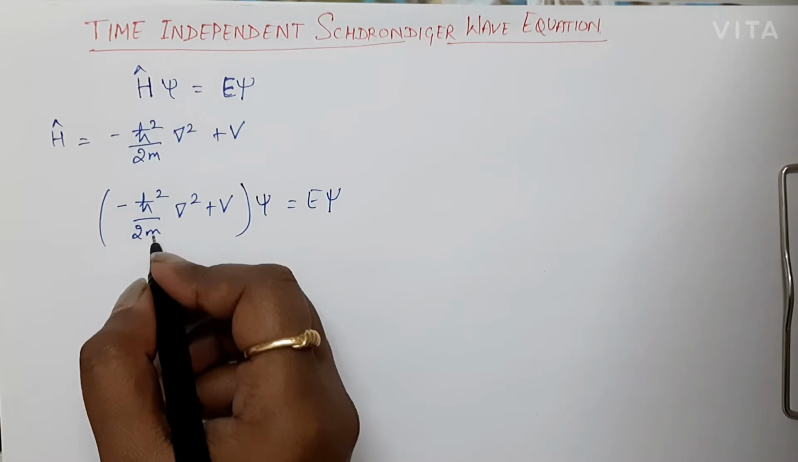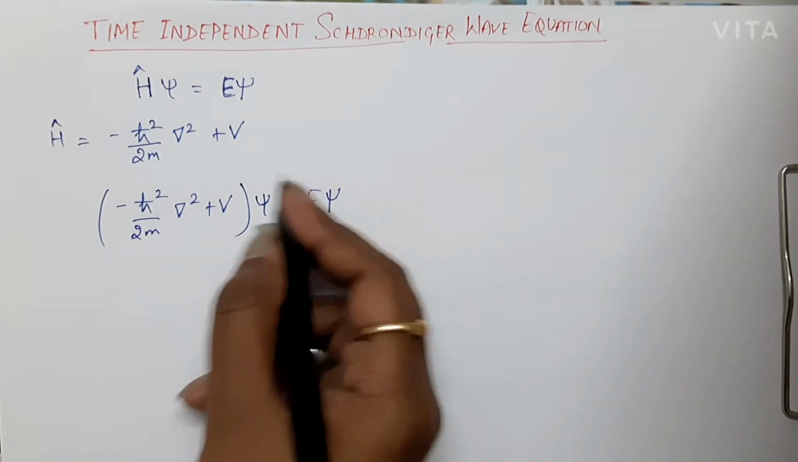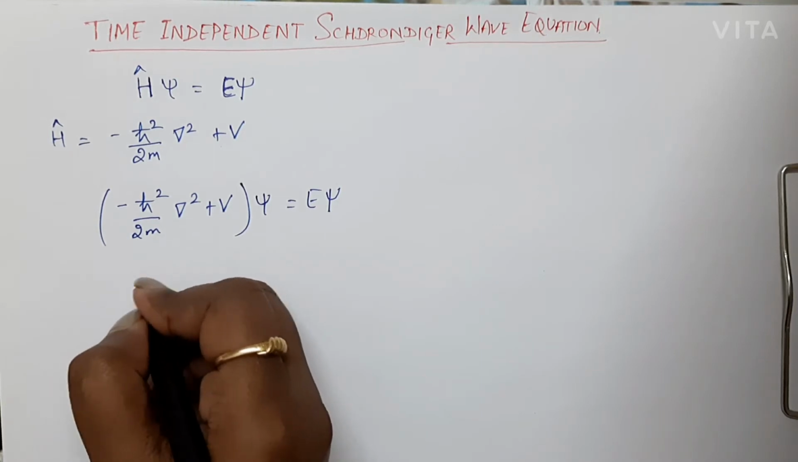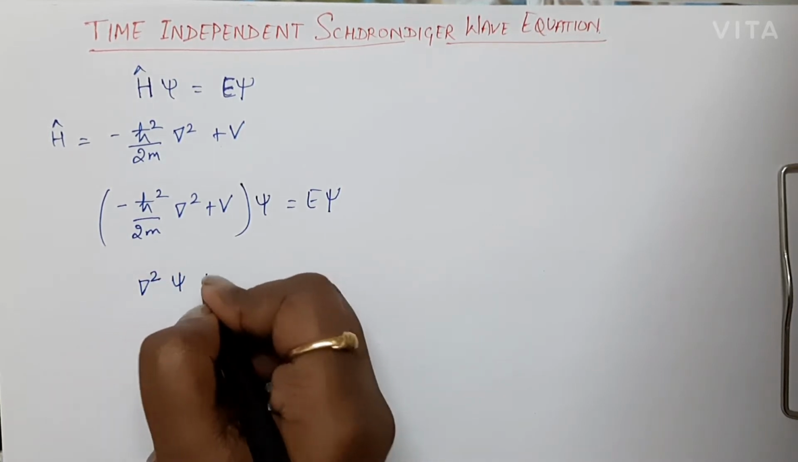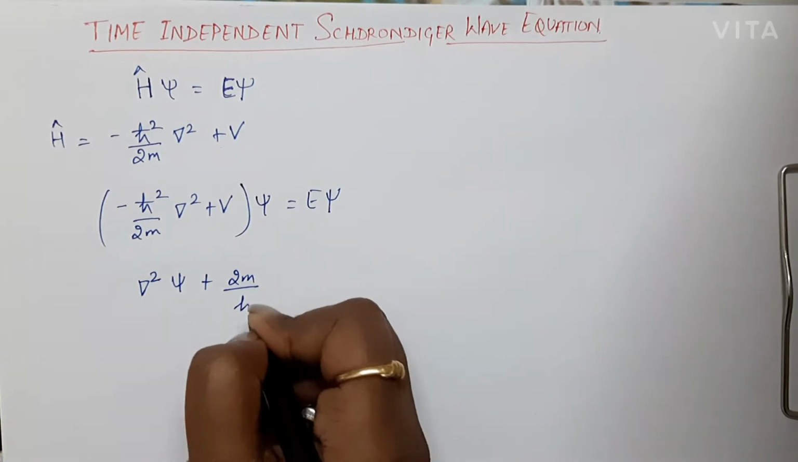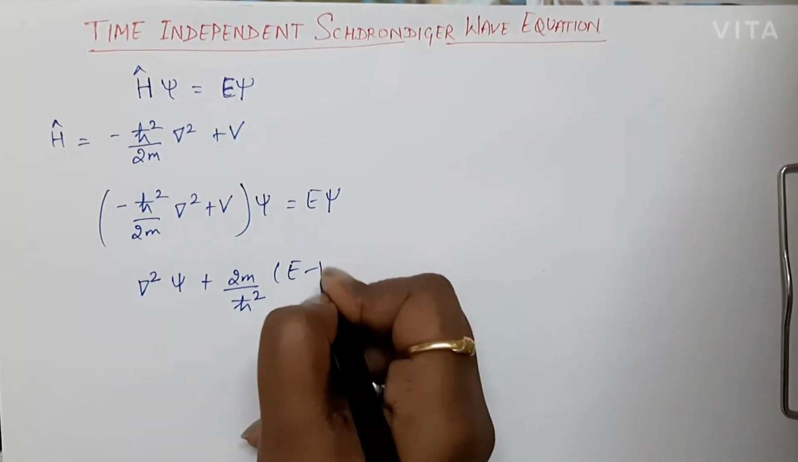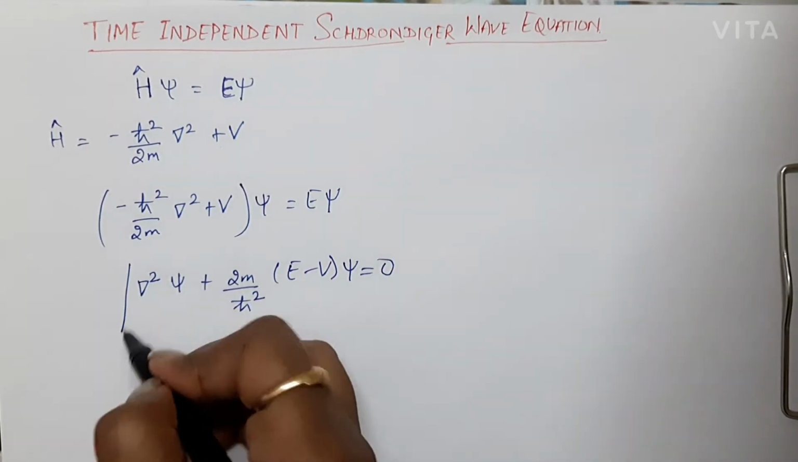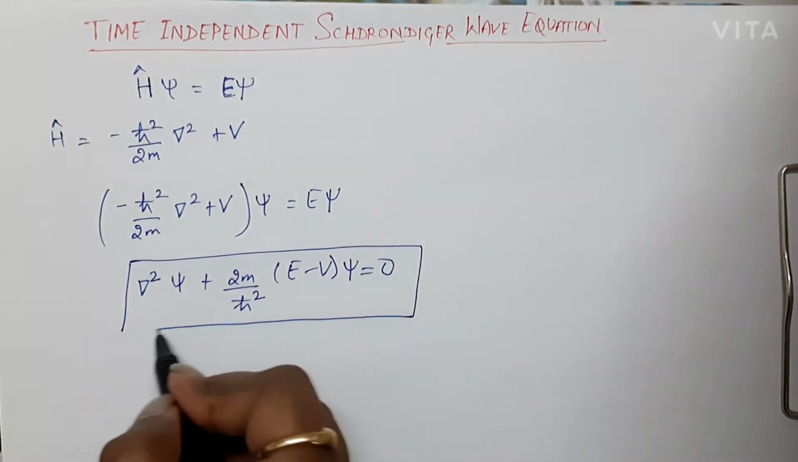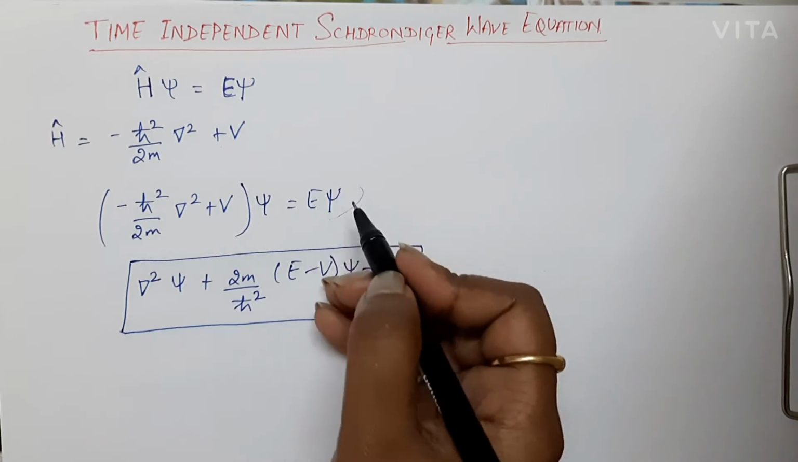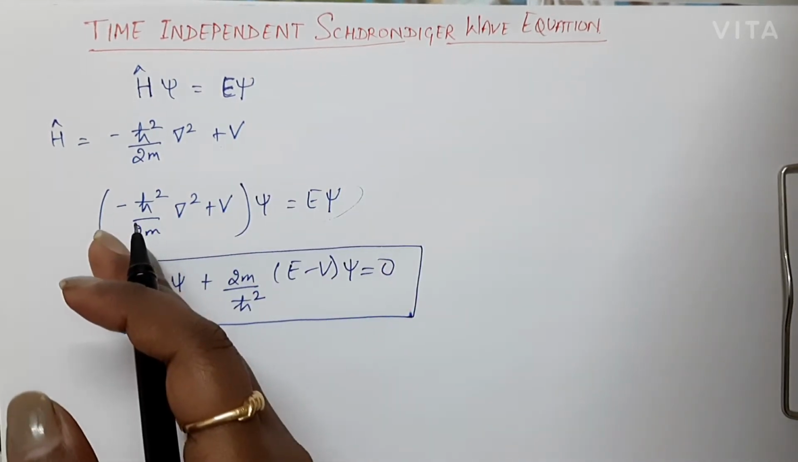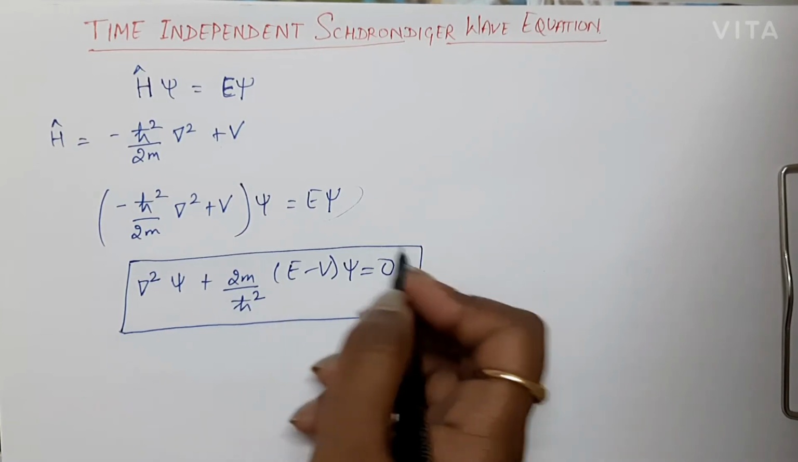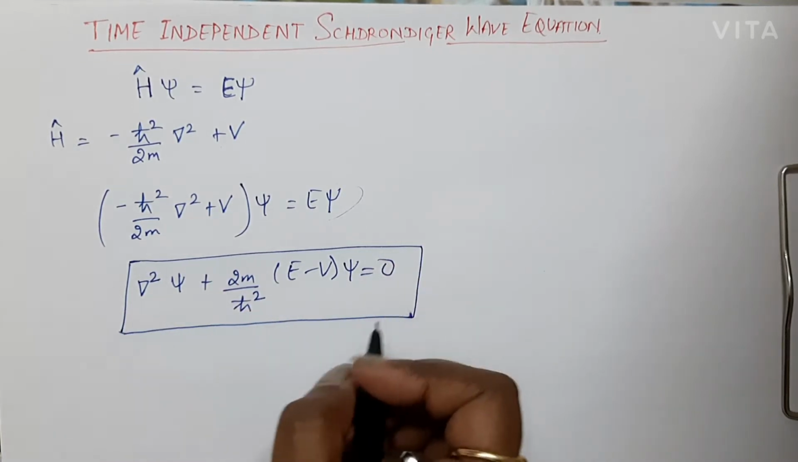Now if I open this bracket and divide the equation by h cross square, what I am going to get is del square psi plus 2m by h cross square (E minus V) into psi equals 0. This is after rearrangement as well, right? What I have done is I have taken this E psi to the left hand side. I have divided the whole equation by h cross square, and after rearrangement I have got this equation, right?